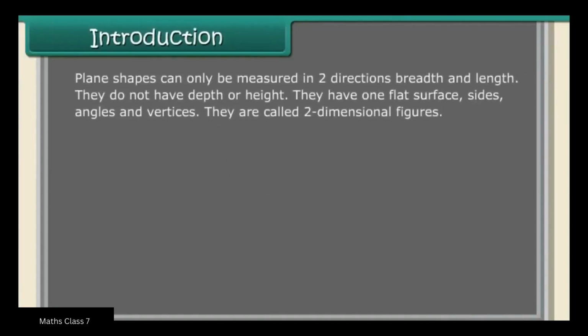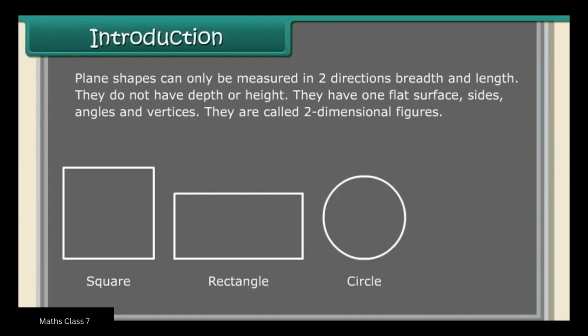Introduction. Plane shapes can only be measured in two directions, breadth and length. They do not have depth or height. They have one flat surface, sides, angles and vertices. They are called two-dimensional figures, such as square, rectangle, circle, triangle.